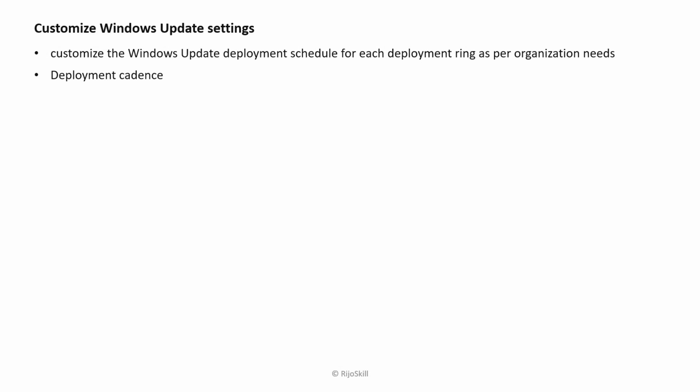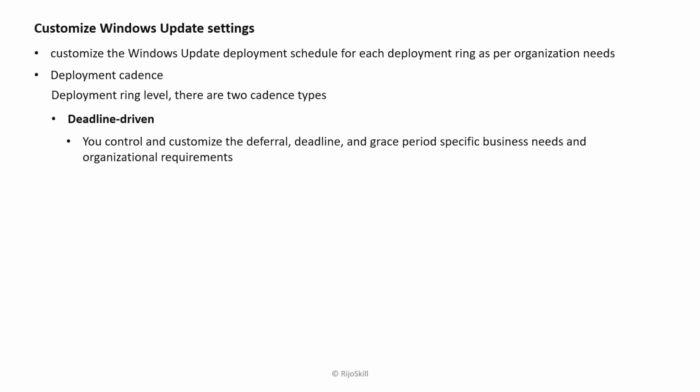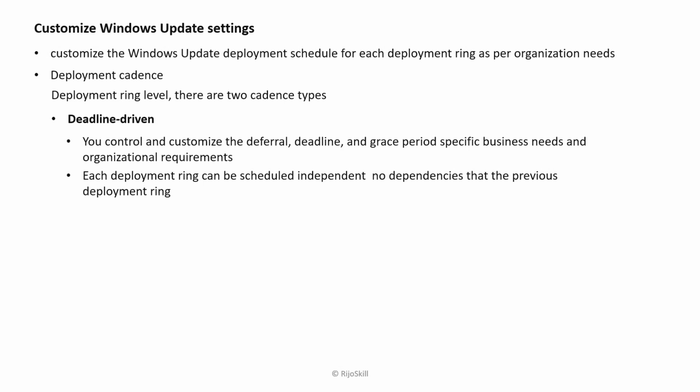So here you can see there is deployment cadence. In deployment cadence you can edit the configuration. At the deployment ring level, there are two types of cadence available. One is deadline driven. So what is deadline driven? You control and customize different deadlines and grace periods for specific business needs and organization requirements. You get control of your cadence, and each deployment ring can be scheduled independently, with no dependency on the previous deployment ring.